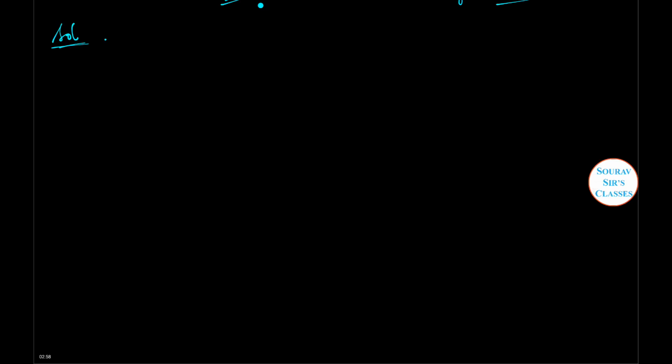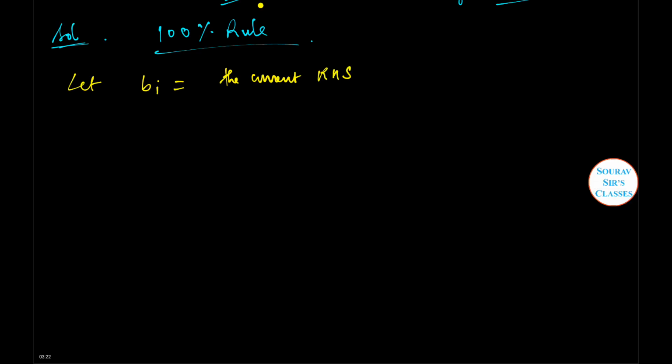Now let us apply the 100% rule which we learned in the first video to seek the desired answer. Now let us apply the 100% rule and let Bi be the current RHS value of the ith constraint. Let del Bi be equal to the change in the RHS value of the ith constraint, that is new Bi minus given Bi value.